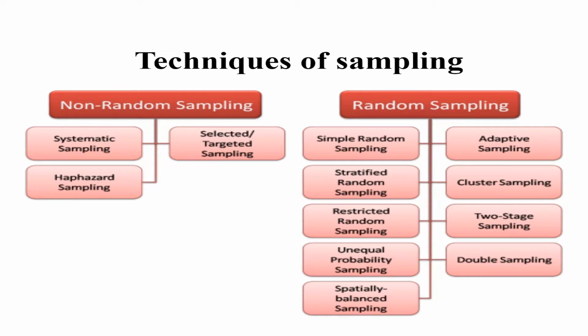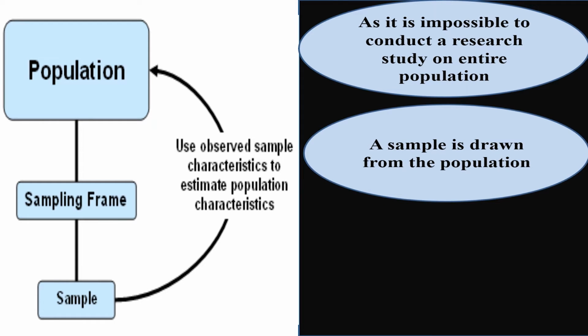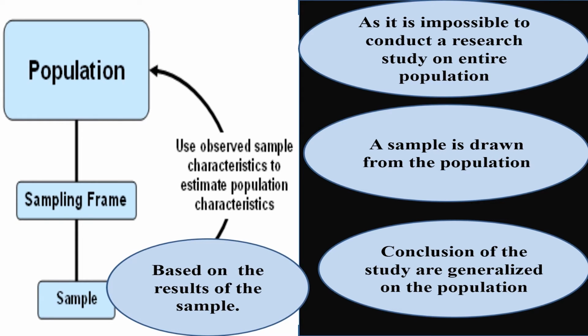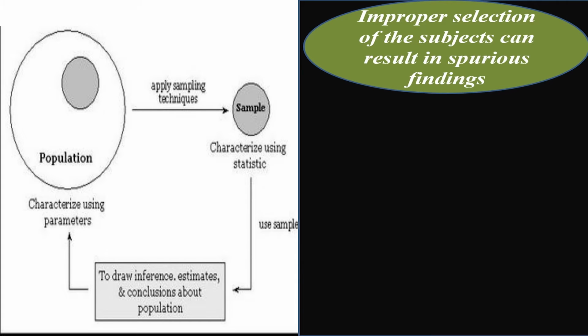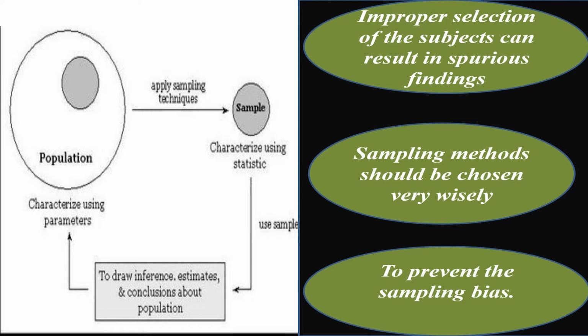As it is impossible to conduct a research study on the entire population, a sample is drawn from the population and the findings of the study are generalized on the population based on the results of the sample. Improper selection of the subjects can thus result in spurious findings. Thus, sampling methods should be chosen very wisely in order to prevent sampling bias.